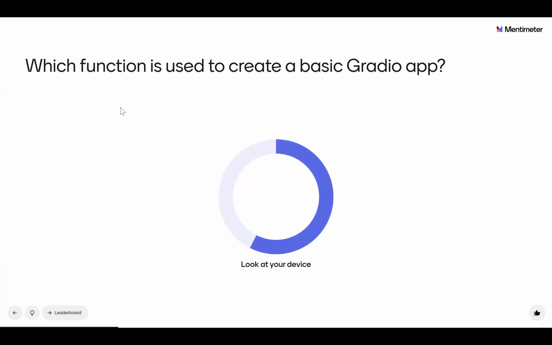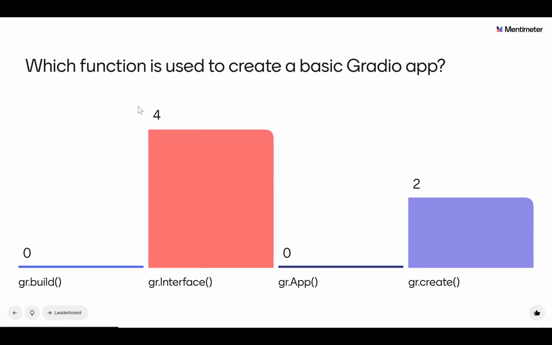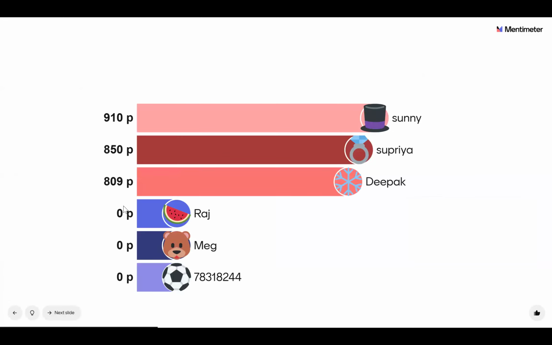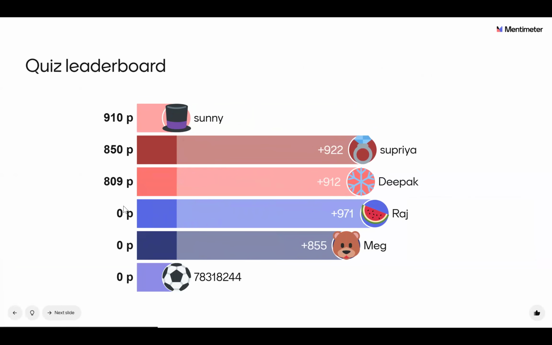Which function is used to create a basic Gradio app? gr.build, gr.interface, gr.app, gr.create. Everyone has voted. The correct answer is gr.interface. 4 people have answered it correctly. Let's go to the leaderboard and see how the leaderboard is looking.